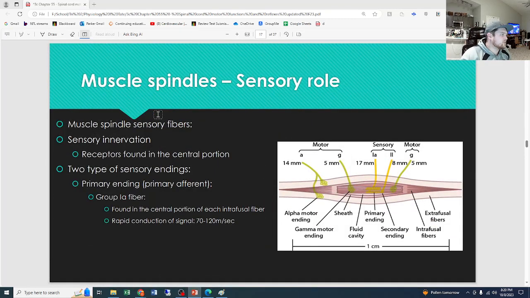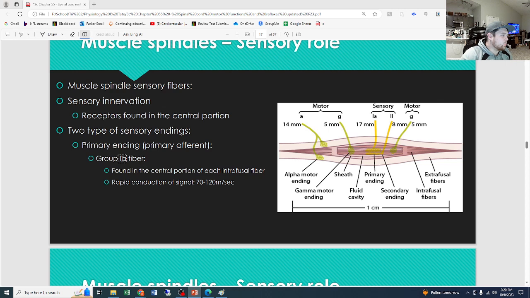The sensory role. The muscle spindle's sensory fibers have sensory innervation. The receptors are found in the central portion. Remember, the muscle spindles are located within the muscle belly, within the actual muscle fibers. There are two types of sensory endings. We have the primary endings, also known as the primary afferent. These are our group 1A fibers, found in the central portion of each intrafusal fiber.